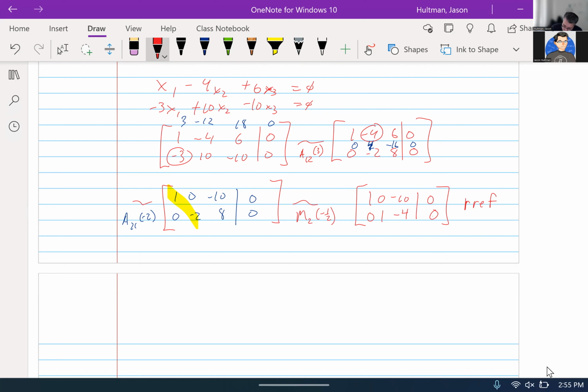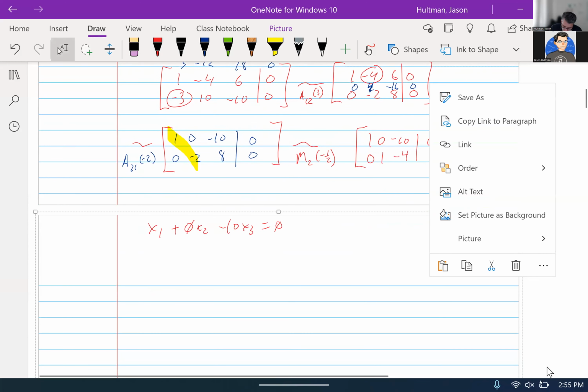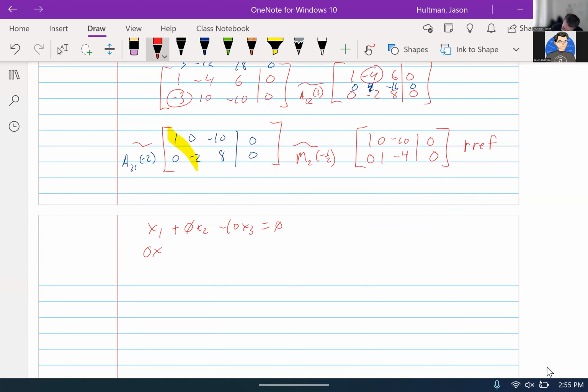So I'll have x1 plus 0x2 minus 10x3 is equal to 0. And then I have 0x1 plus 1x2 minus 4x3 is equal to 0.